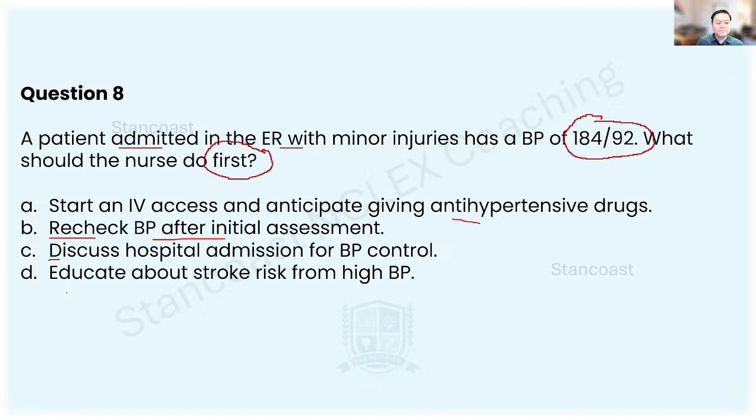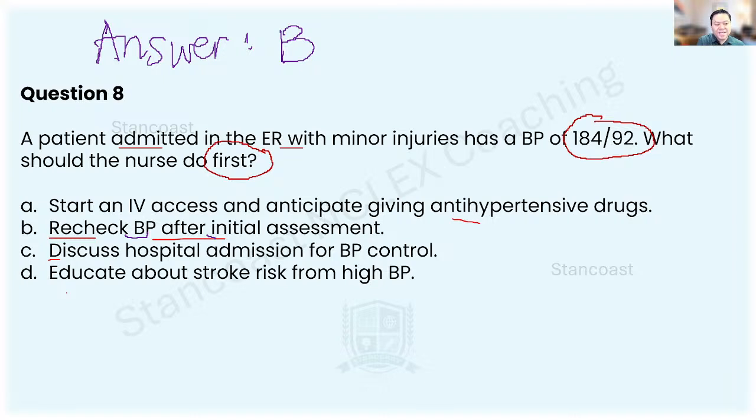What do you think? Are you going to do A, B, C, or D? Okay. What would be your answer here? Anna answered letter B, recheck blood pressure after initial assessment. Very good. That is the correct answer. Very good, Virtuous, you answered letter B as well. That is the answer. Letter B, recheck blood pressure after initial assessment.